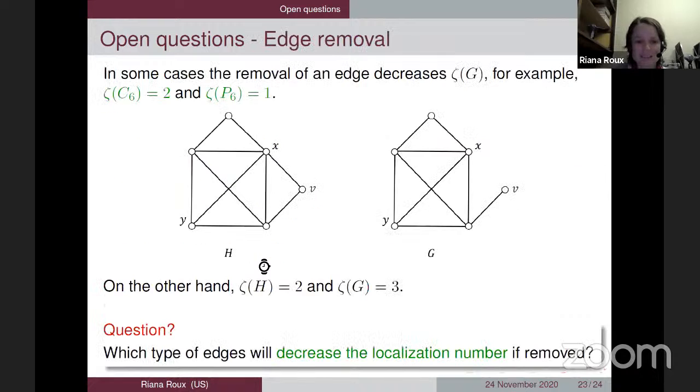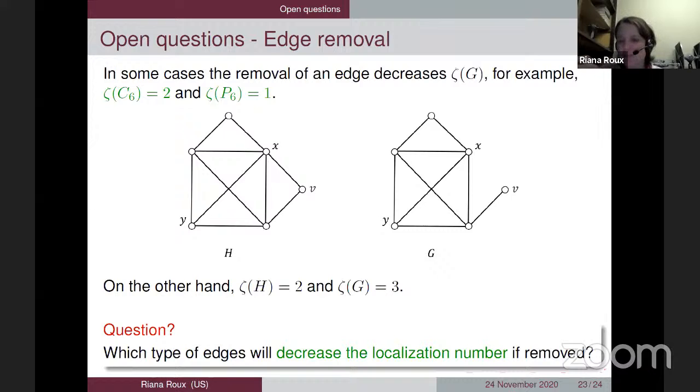Then finally, something that I will always find very interesting is to see what happens to a parameter if small changes happen to the graph. And this can be many things, but for today, I'm just going to focus on one, which is edge removal. So if we consider a cycle of 6, I've indicated that the localization number would be 2. And if I take away one edge, then I'm left with a path on 6 vertices. And the localization number of a path is 1.